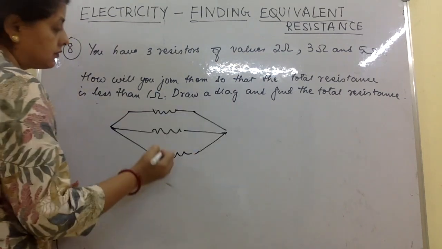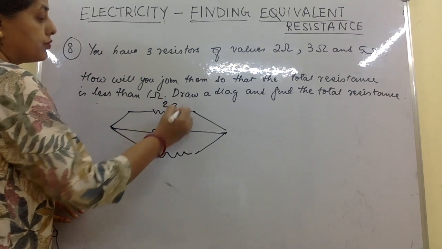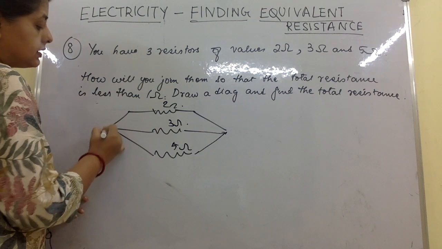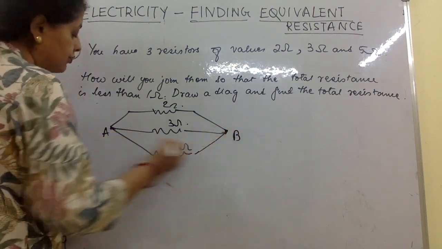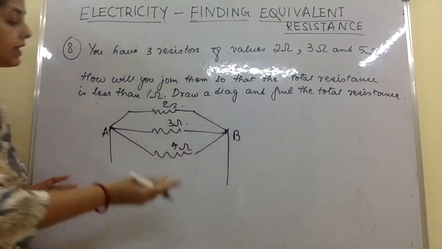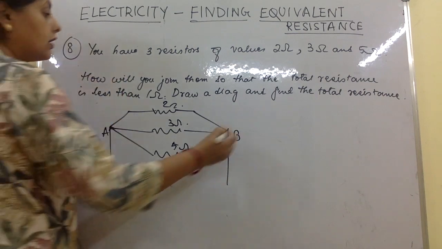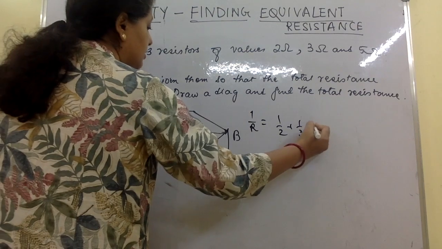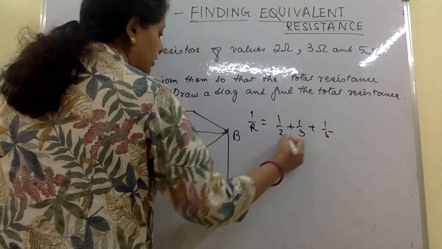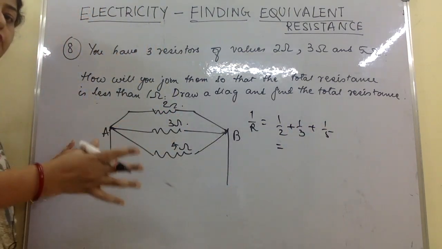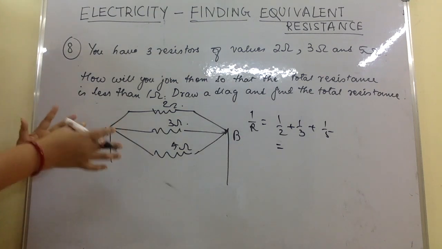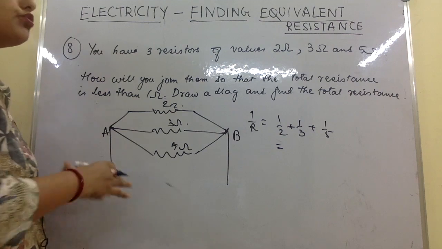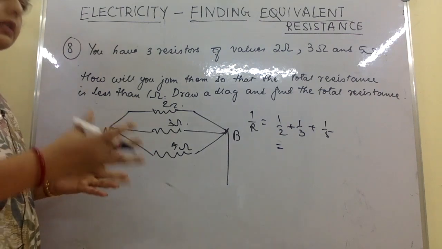So this is 2 ohms, 3 ohms and 5 ohms. And here is A and B, the two junction points, and this is my parallel circuit. Let me see what is the equivalent resistance. 1 by 2 plus 1 by 3 plus 1 by 5. Now remember one thing, whenever we do parallel connection, the resistance of the circuit actually reduces. Whenever we do series connection, the resistance increases.